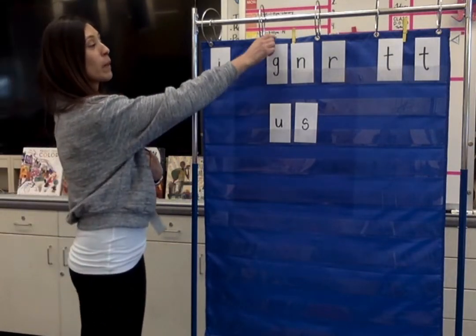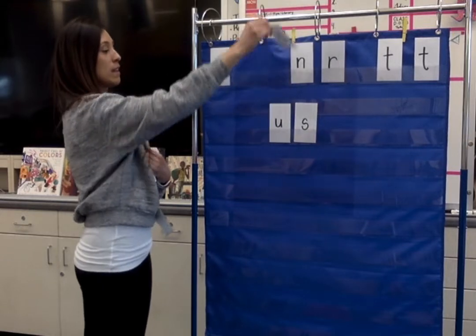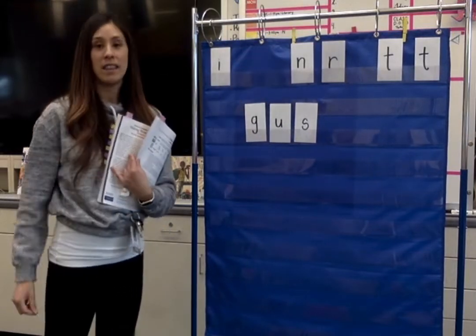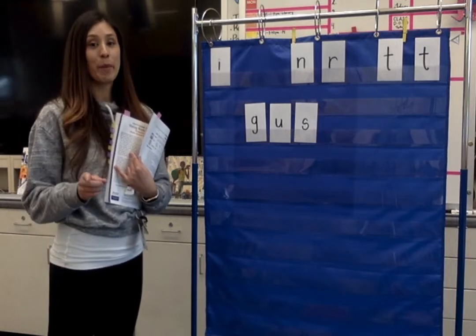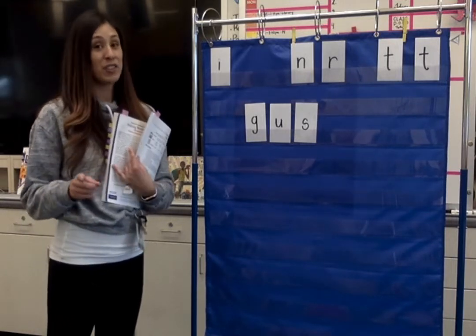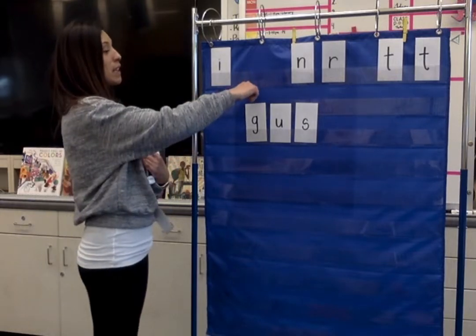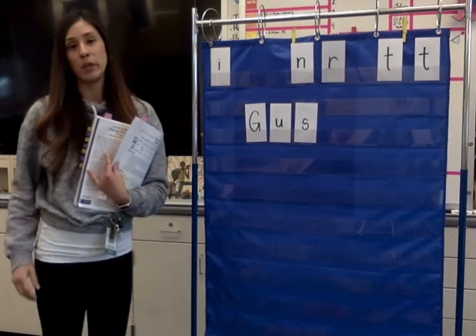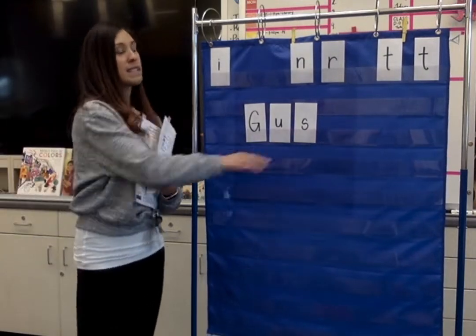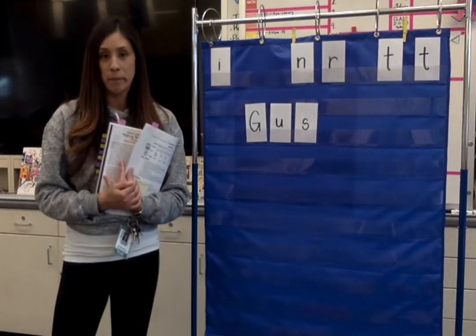So in order to spell the word Gus, you need to add the G to the beginning. But be careful, because remember, I did say that Gus is actually a name, which means that lowercase g will not work. We need to flip that card around and make sure we have uppercase G. This is the name of someone or something, okay?